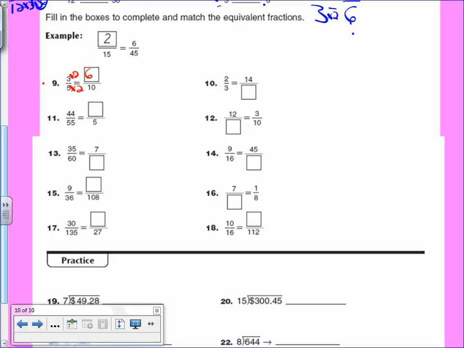Take a look at problem number 10. 2 times what equals 14? 2 times 7. So 3 times 7 equals 21.